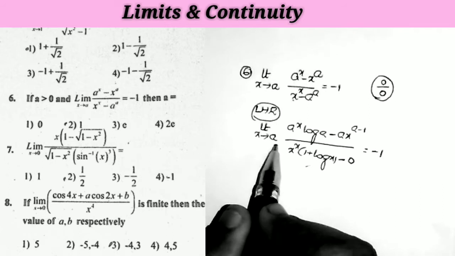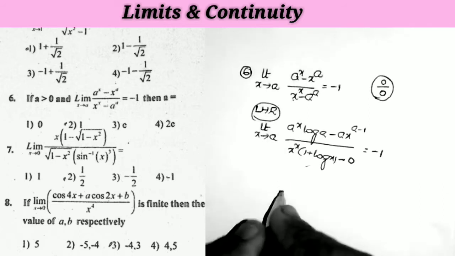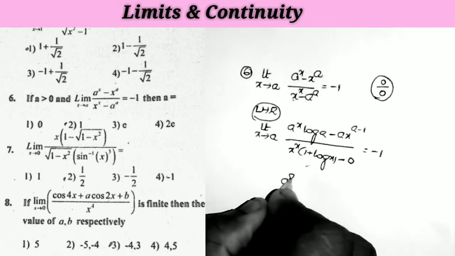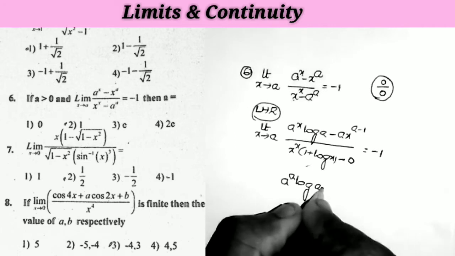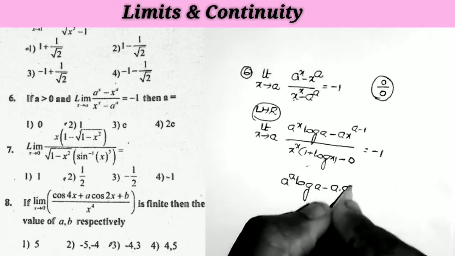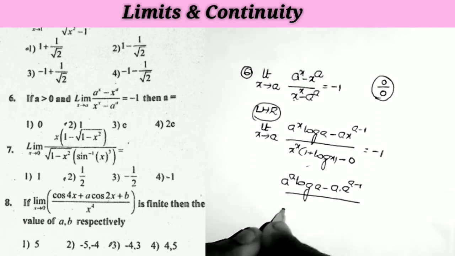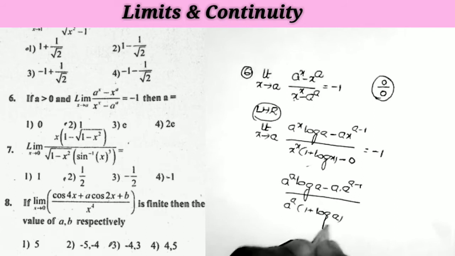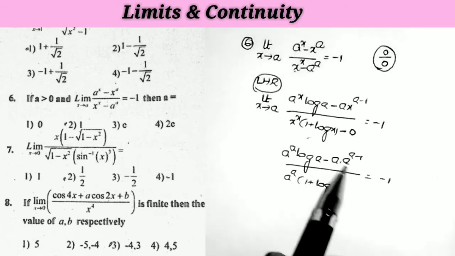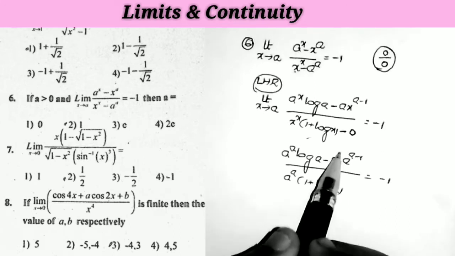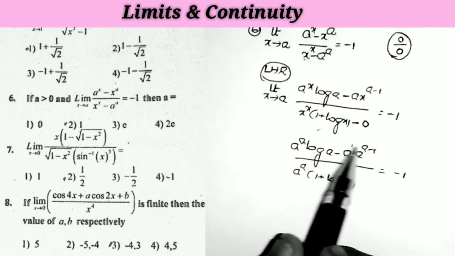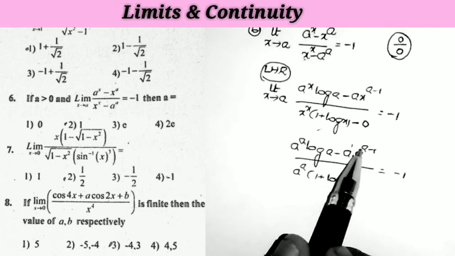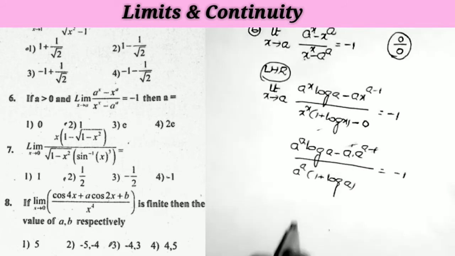Now replacing x with a, the numerator becomes a^a log a − a·a^(a−1), and the denominator is a^a (1 + log a), minus 0, which is equal to −1. Now a times a^(a−1) is equal to a^a. The bases are equal, so we add the powers: a^(1 + a − 1), where the two terms cancel, so the remaining value is a^a.